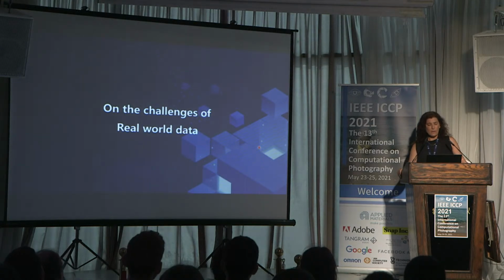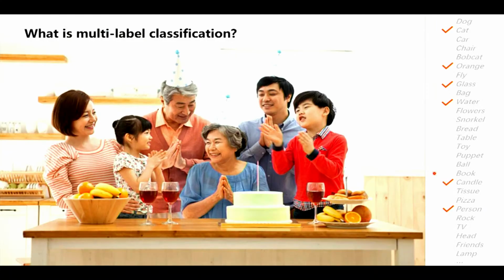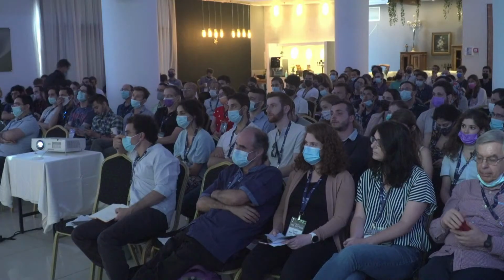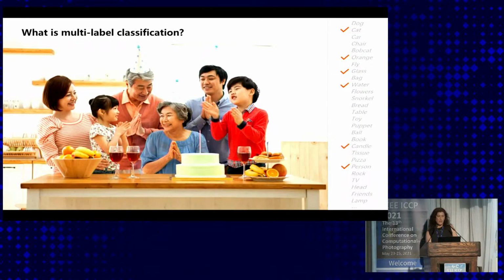And I'll start with looking at the challenges of real-world data, and as I said, specifically the problem of multi-label classification. So what is multi-label classification? We're given images, and our goal is to identify multiple objects or assign multiple labels to this image. For example, for this image, I want to be able to say that there is an orange here, there are glasses, there is some water somewhere.